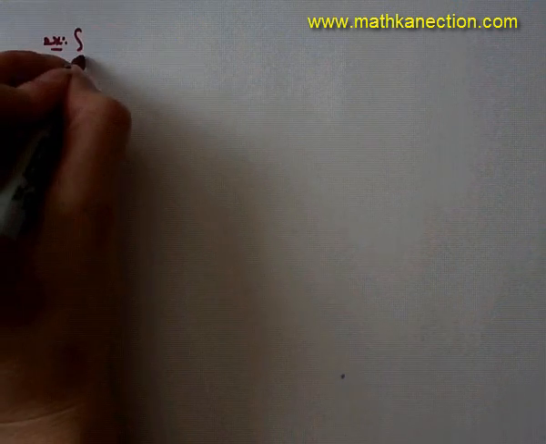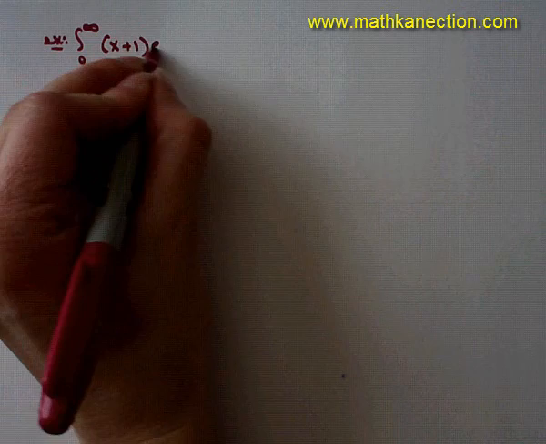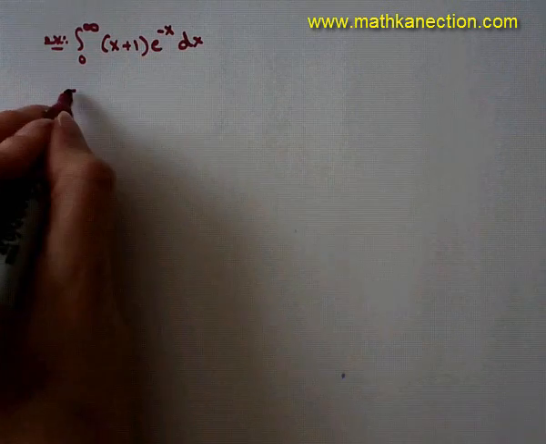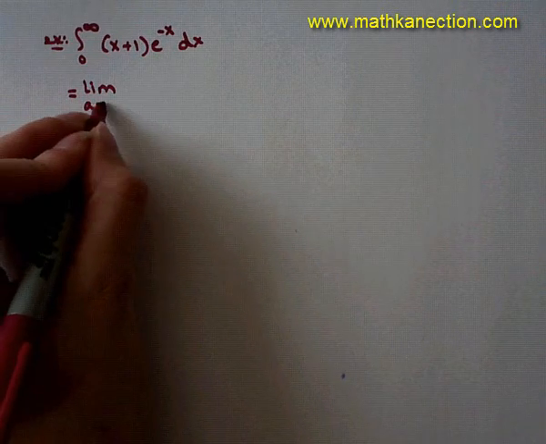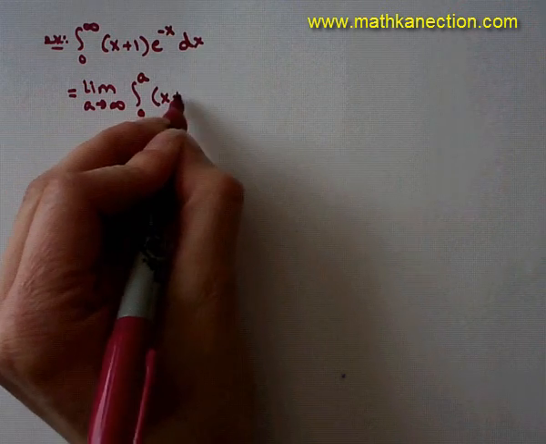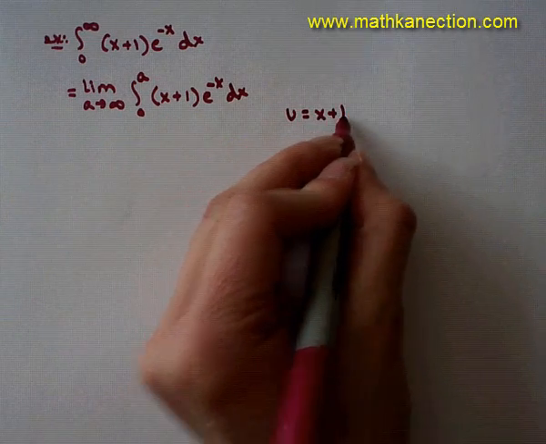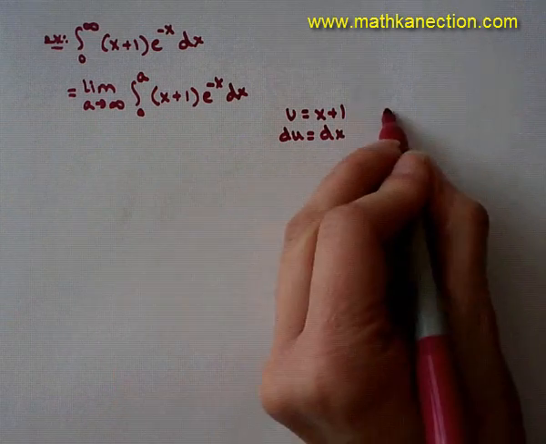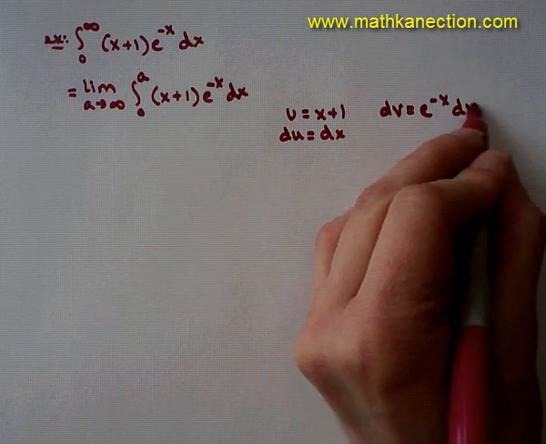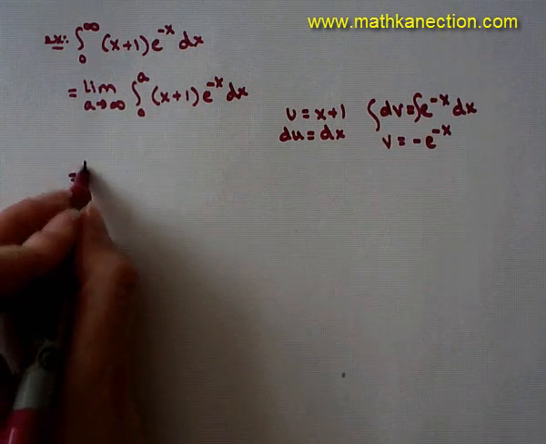In the last example, we have the integral from 0 to infinity of the quantity x plus 1 times e to the negative x. So we write that as the limit as a approaches infinity of the integral from 0 to a of the quantity x plus 1 times e to the negative x dx. I have to integrate this by parts, so u is equal to x plus 1, du is equal to dx, dv is equal to e to the negative x dx. Anti-deriving to get v is equal to negative e to the negative x.